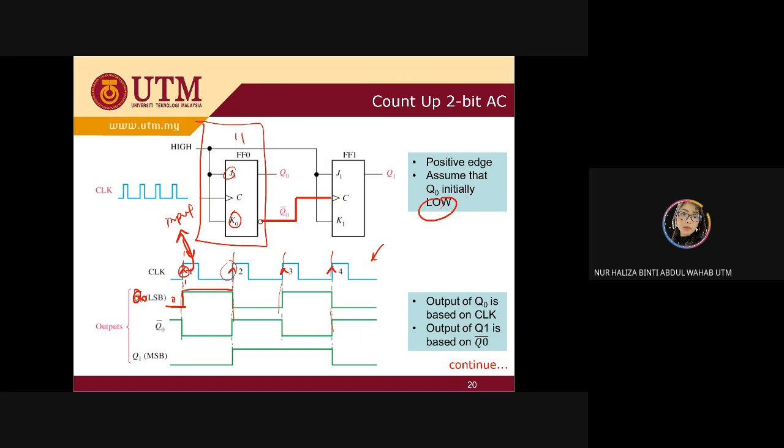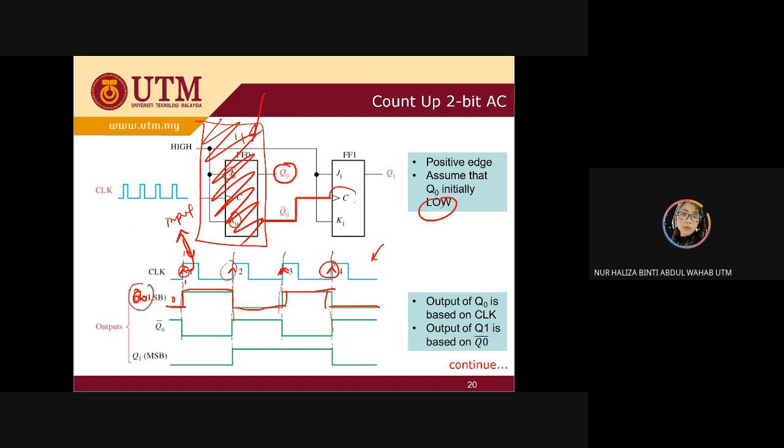It's going to toggle. So it's going to toggle. And then from here, I meet another positive clock. I'm going to toggle. And lastly, I'm going to toggle also. For this side, okay, now I already done this. I already get the Q0. This is my Q0, right?